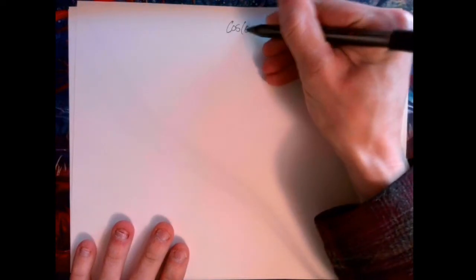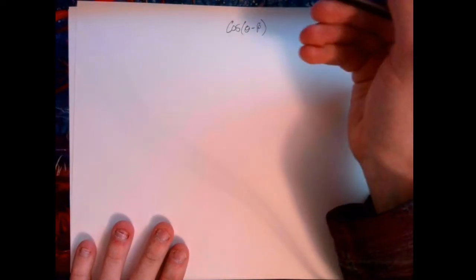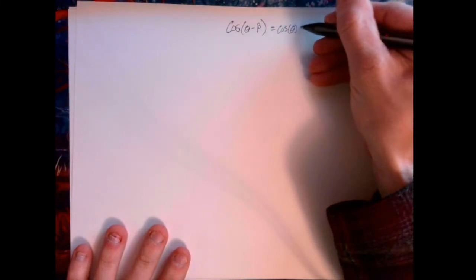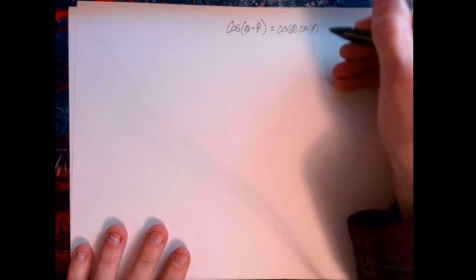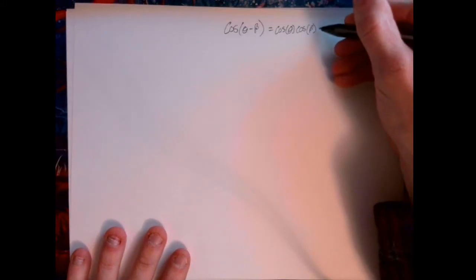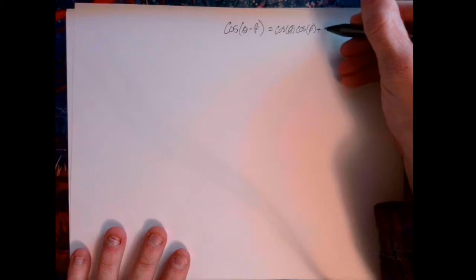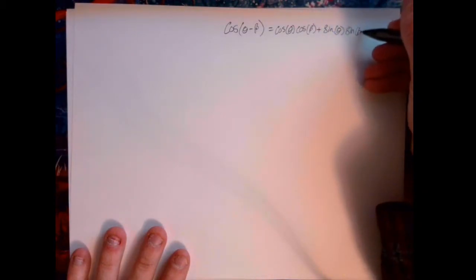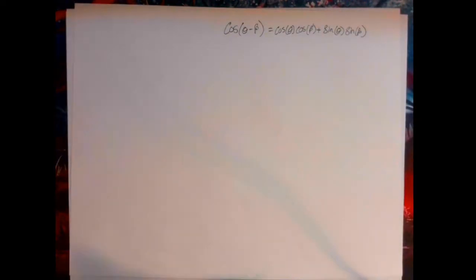Alright, so we know that the difference identity for cosine is: cosine of theta minus beta equals cosine of theta cosine of beta plus sine of theta sine of beta. So the key thing here is difference, right? Because they're subtracted from each other.